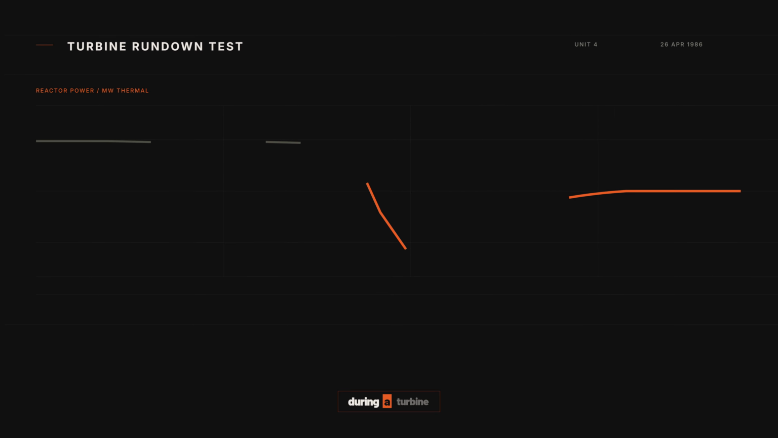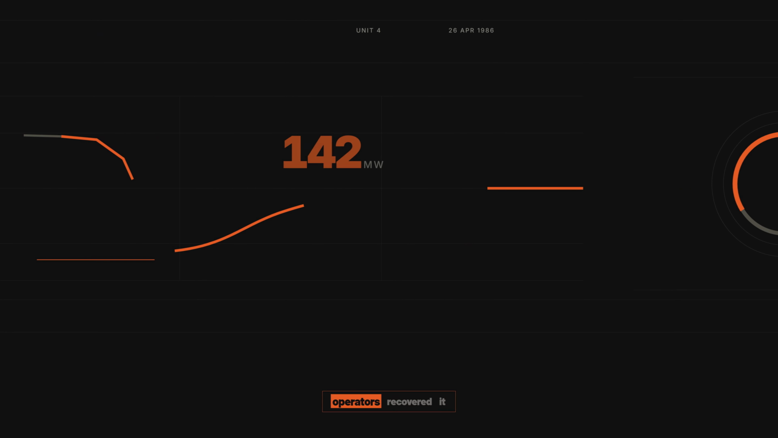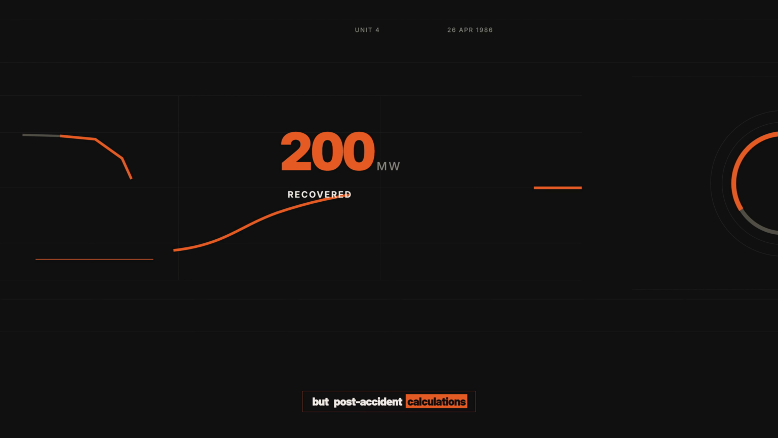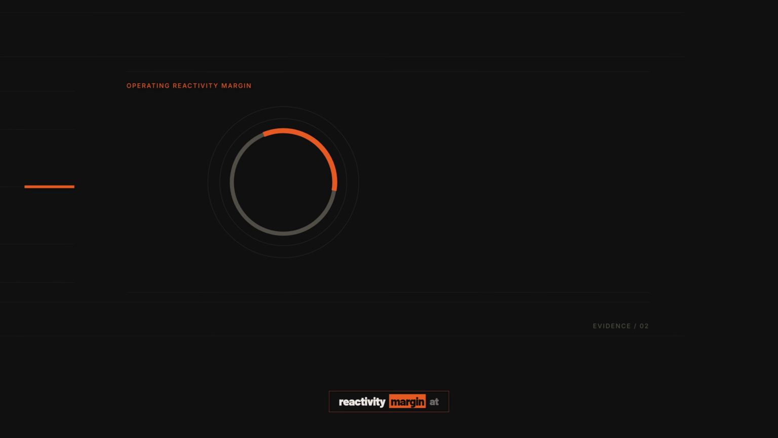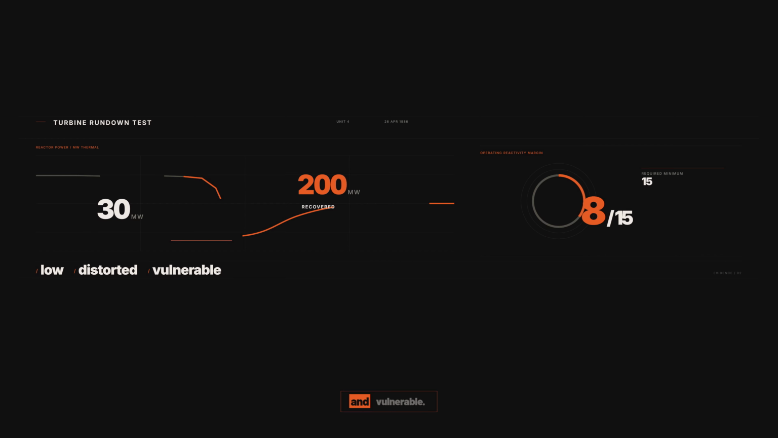During a turbine rundown test, power unexpectedly collapsed to about 30 megawatts thermal. Operators recovered it to roughly 200, but post-accident calculations put the operating reactivity margin at 8 manual control rods, below the required minimum of 15. The reactor was running low, distorted, and vulnerable.